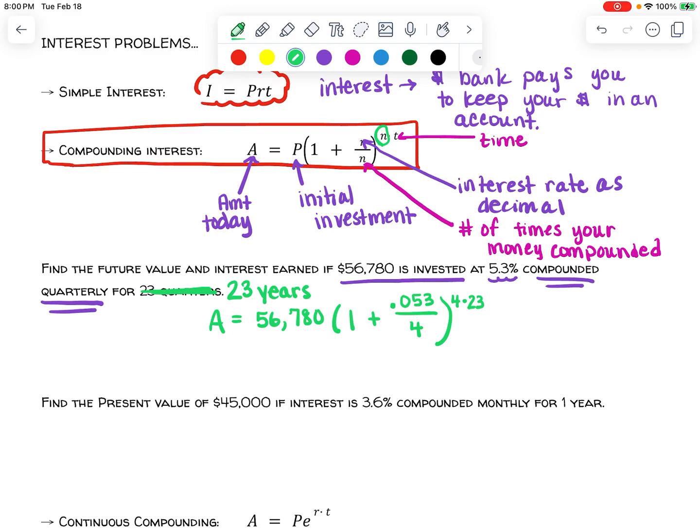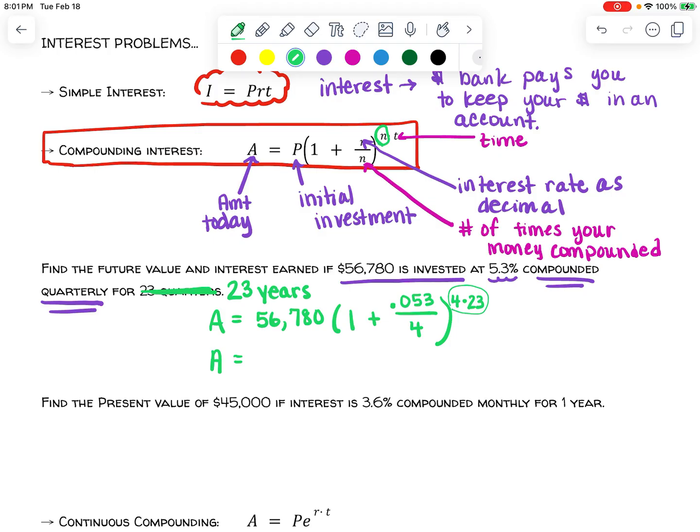Okay, now we're going to go to our calculator and we're going to calculate this. So A is going to be 56,780 times all of this. Go put this into your calculator, okay? And you can put this, raise it all to the 4 times 23 and get your amount. So right now, take a minute, see what you got.